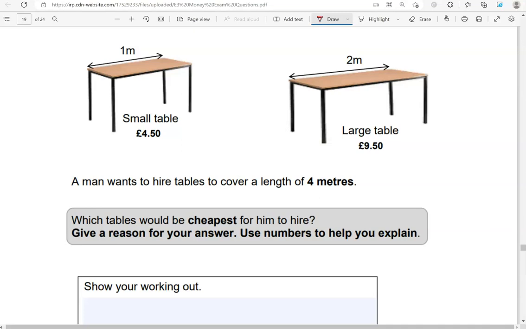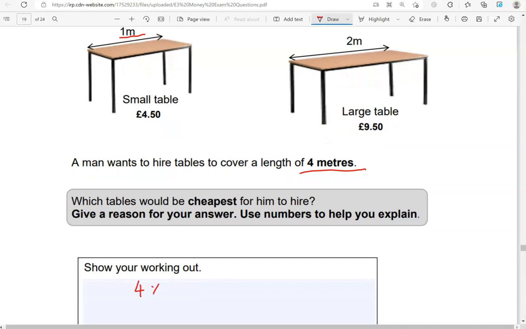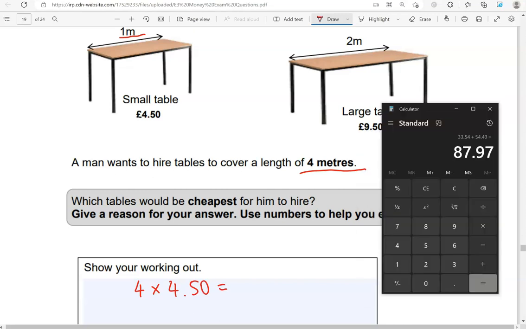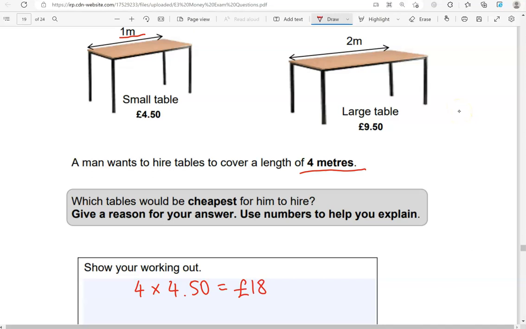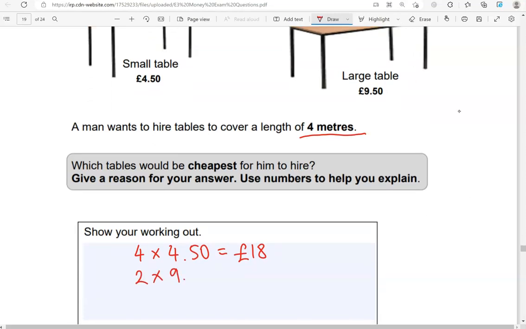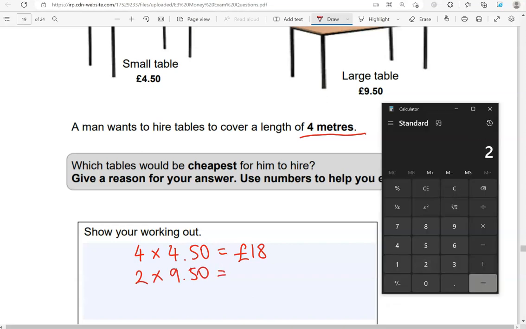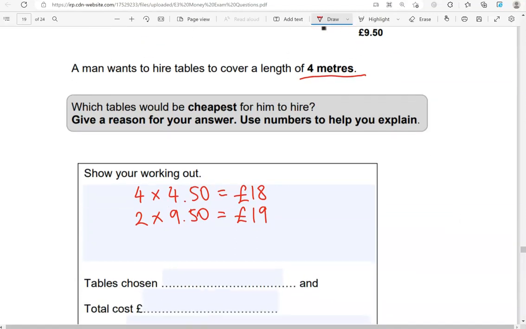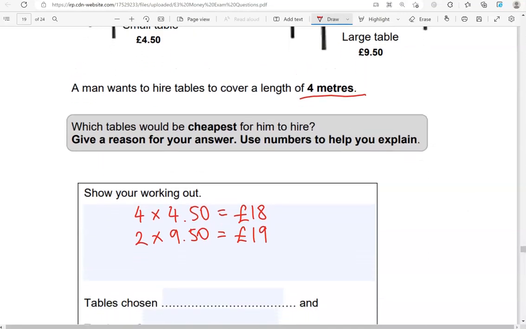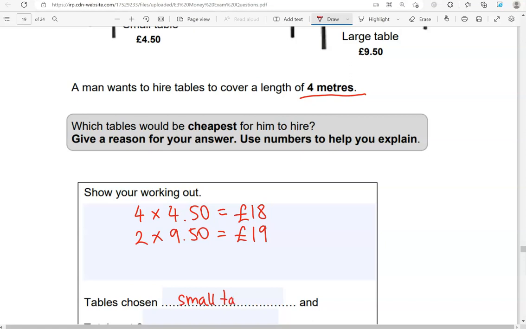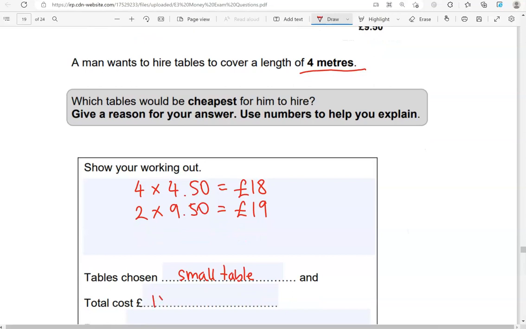So, if he hires small tables, he needs 4 meters. These are only 1 meter long, so he will need 4 of them. So what we're going to do is 4 times £4.50, which is £18. If he hires large tables, they are 2 meters long, so he will need 2 of them. So 2 times £9.50, which is £19. So it's cheaper to hire small tables and the total cost is £18.